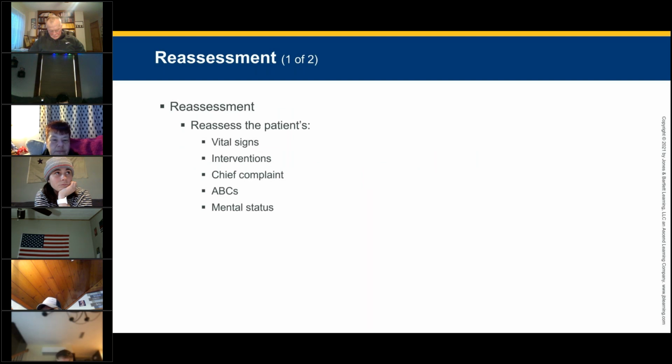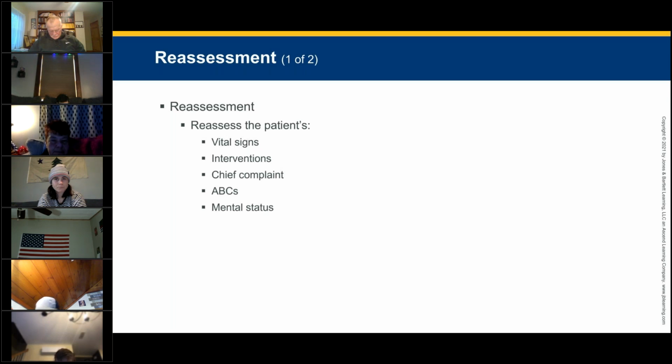Reassessment. I'm sure Kevin talked about this on Sunday. Reassessments for critical patients are how often? How often do we reassess critical patients? Anybody? All right, every 5 minutes.